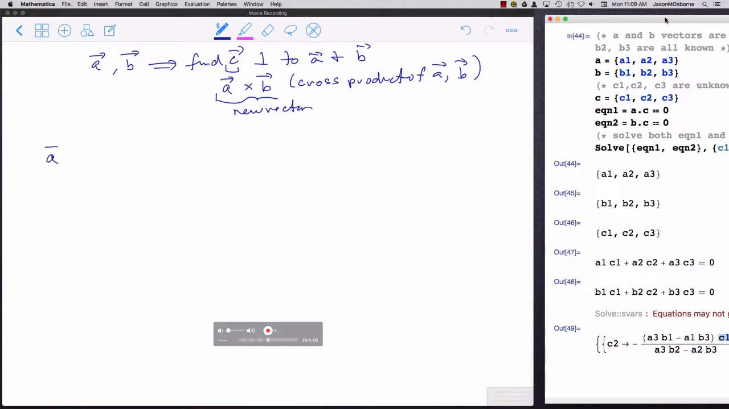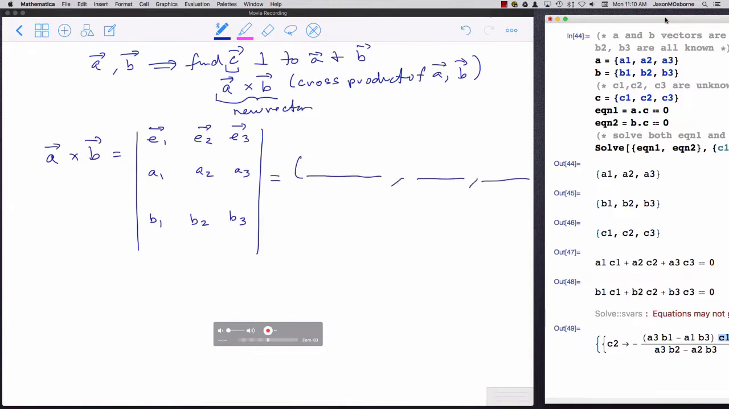The formula for A cross B, we saw it on the previous page, but there is a useful device for how to remember this. You compute these boxes. This will be the E1, E2, E3 entry. The first entry of the vector A is A1. The second entry is A2. The third entry of the vector A is A3. The first entry of the vector B is B1. Second entry B2, B3. And our goal is to create the vector that has these three entries.